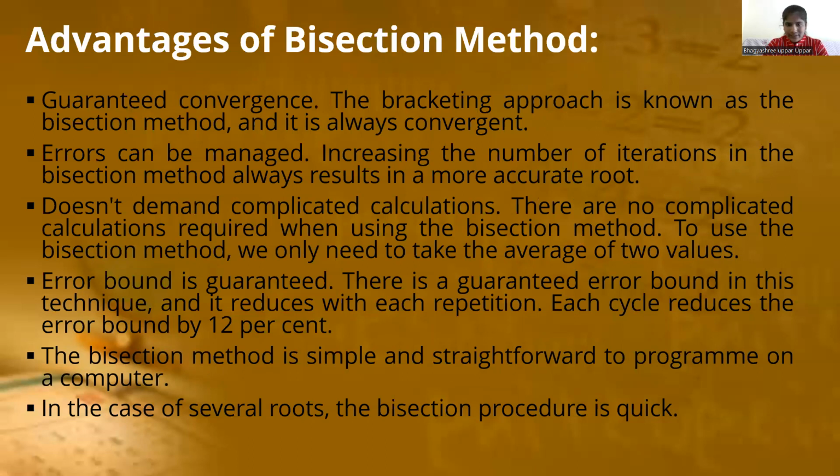Error bound is guaranteed. There is a guaranteed error bound in this technique, and it reduces with each repetition. Each cycle reduces the error bound by 1/2. The bisection method is simple and straightforward to program on a computer. In the case of several roots, the bisection procedure is quick.